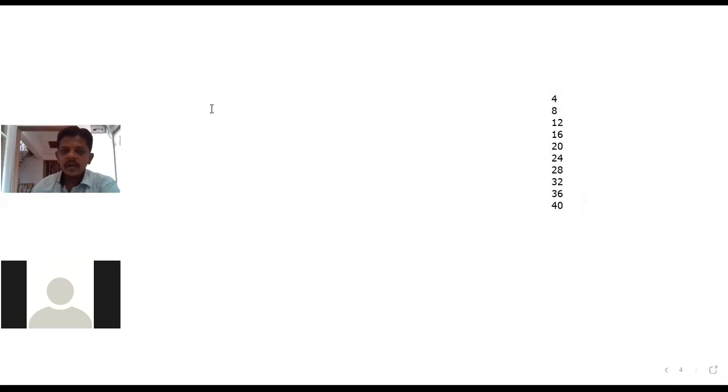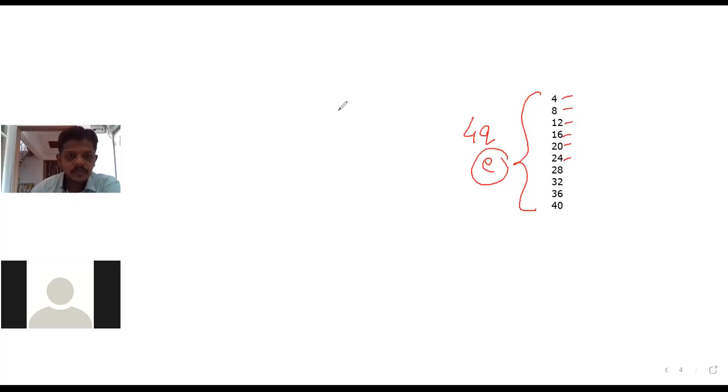This entire thing is a table of 4, which means it is a multiple of 4, and all these numbers are even. Can you see that all these numbers are even? 4, 8, 12, 16, 20, 24, all are even numbers. Yes or no?